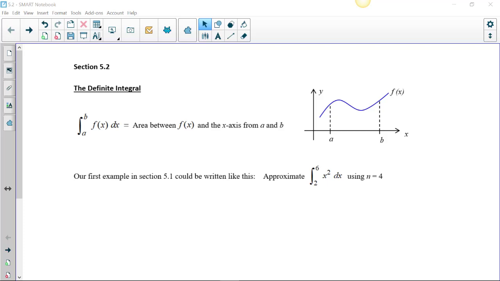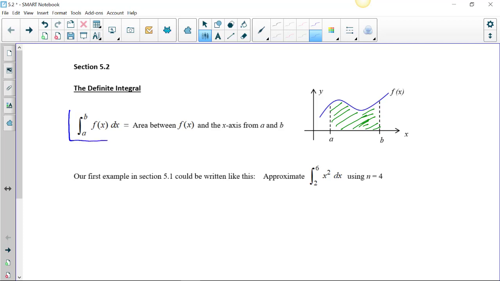Hello. In section 5.2, we're going to continue what we were doing in 5.1, finding area between the graph of a function and the x-axis on some interval. In 5.1, we were approximating the area using rectangles. So we were saying, okay, let's find this area by constructing rectangles, finding the areas of the rectangles and using that as an approximation. Well, we're ultimately going to find the exact area, and the way we can do that is by using what we call a definite integral.